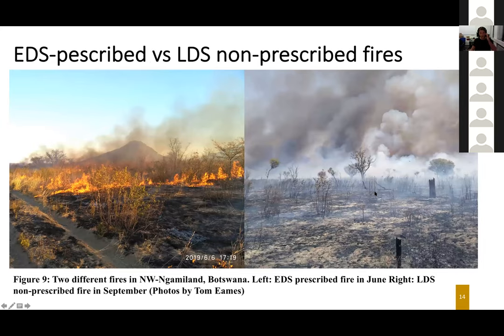So this is what it looks like on the ground, near the Tsodilo Hills enclave. On the left side, you see a prescribed fire lit in June by the fire managers. On the right side, you see a non-prescribed burn that we measured in September. What becomes clear is that the impact on the vegetation is much more severe in the case of the late dry season fire, and this was confirmed by our field plots, of course.